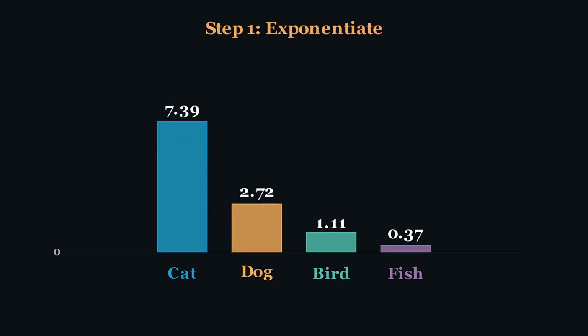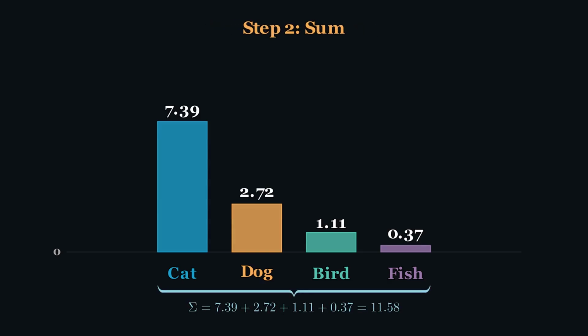Step 1. Exponentiate. Raise e to the power of each score. This makes every value positive. Step 2. Sum them all up. 7.39 plus 2.72 plus 1.11 plus 0.37 gives us 11.58.